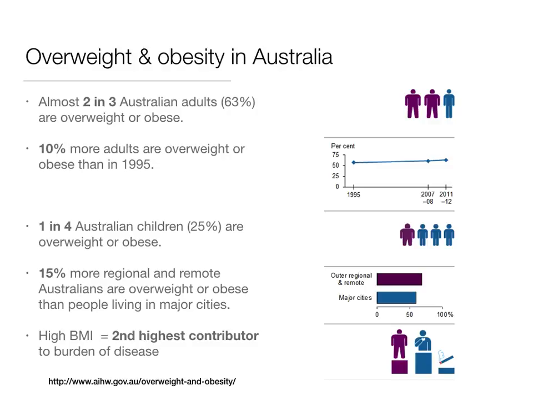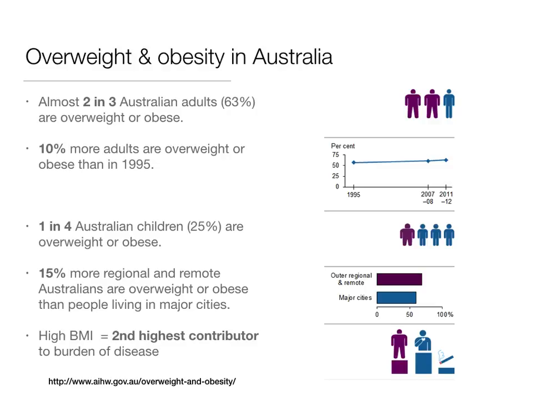As it currently stands, almost 2 in 3 Australian adults are overweight or obese, according to the Australian Institute for Health and Wellbeing, a government organisation. 10% more adults are overweight or obese than in 1995, the last time that statistics were produced. Alarmingly, 1 in 4 Australian children are overweight or obese.